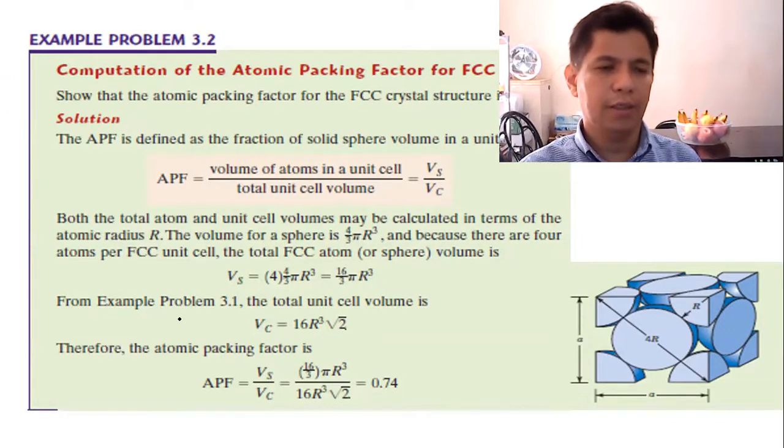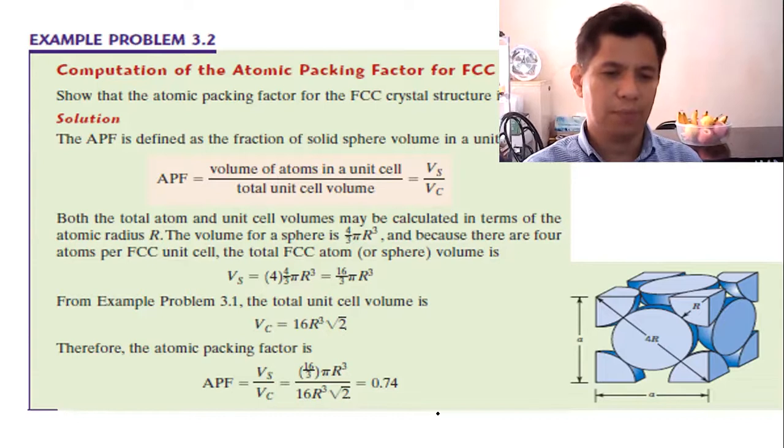Okay? And then we earlier derived that the total volume of the cell is 16 r cubed square root of 2. Ito yung a cubed, ano? Yung sinolve natin last time. So we just get the quotient of these two: 16 over 3 pi r cubed divided by 16 r cubed square root of 2. So as you can see, you'll be able to cancel out r cubed. You can cancel this out. And then you can use your calculator to calculate 0.74. You can also cancel out 16.